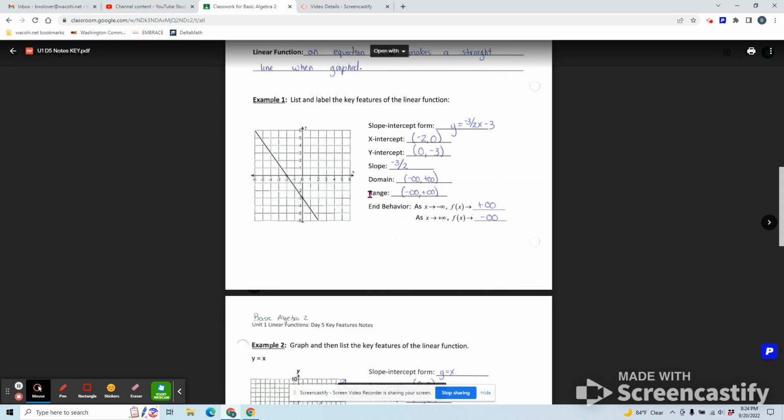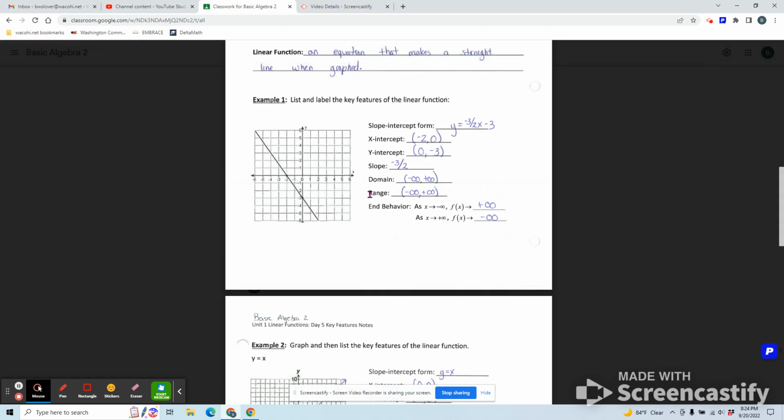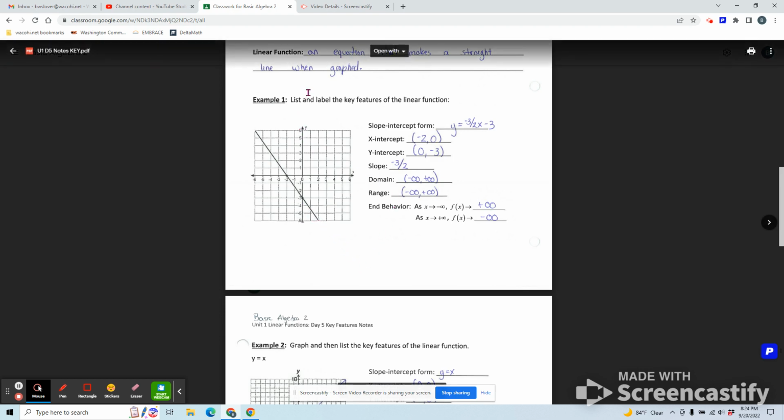So my range is very similar. I want a y value. What could my y values be? Well, my y values could be, if I start at negative infinity, so way down here, my graph does exist way down here. I would have a y value that could go on that graph. Same thing with the positive infinity.